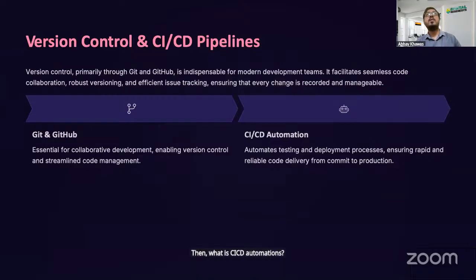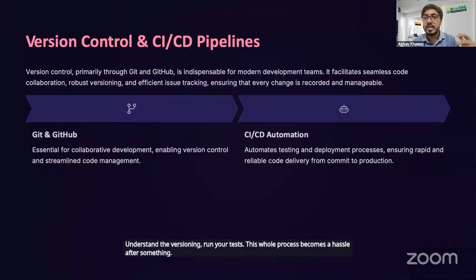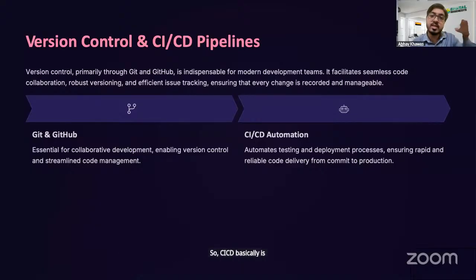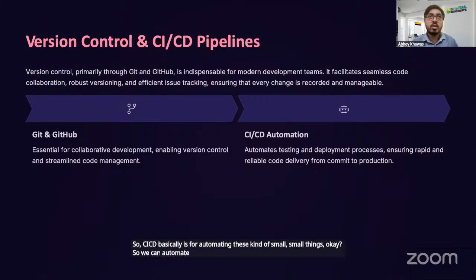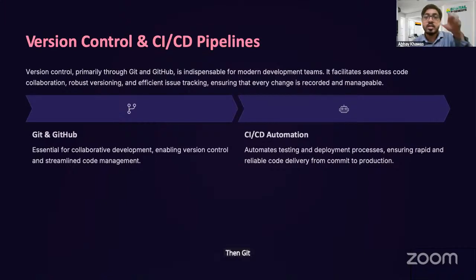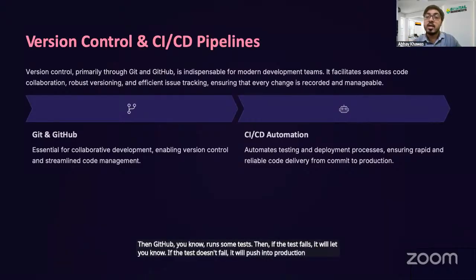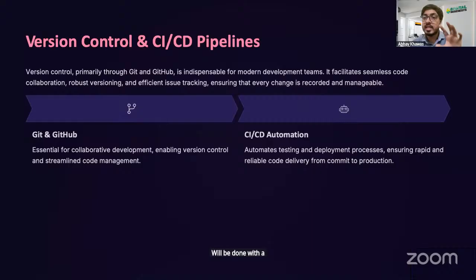Now, it becomes a hassle to push the code, understand the versioning, run your tests. This whole process becomes a hassle after some time. So CI/CD is basically for automating these kinds of small things. We can automate pushing the code. It goes to GitHub, then GitHub runs some tests. If the test fails, it will let you know. If the test doesn't fail, it will push into production. All of this is done with a script, so you can write scripts for it. That's what it is.